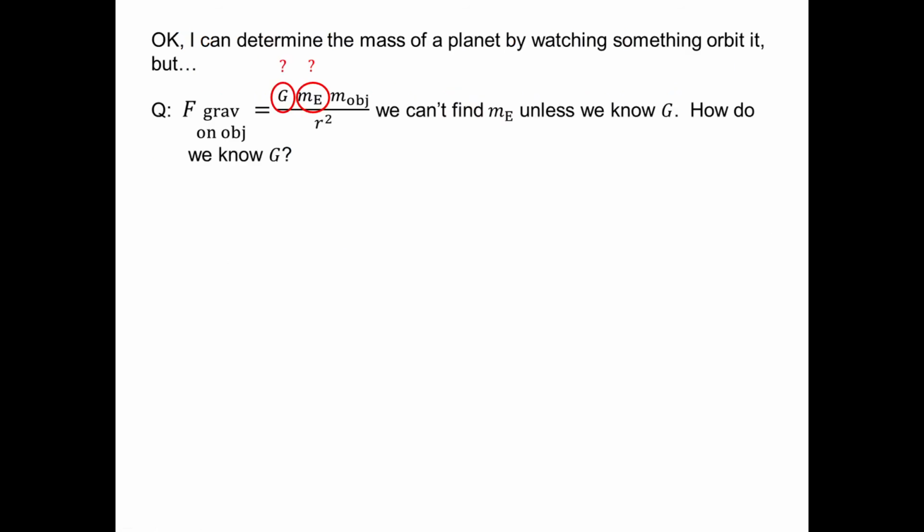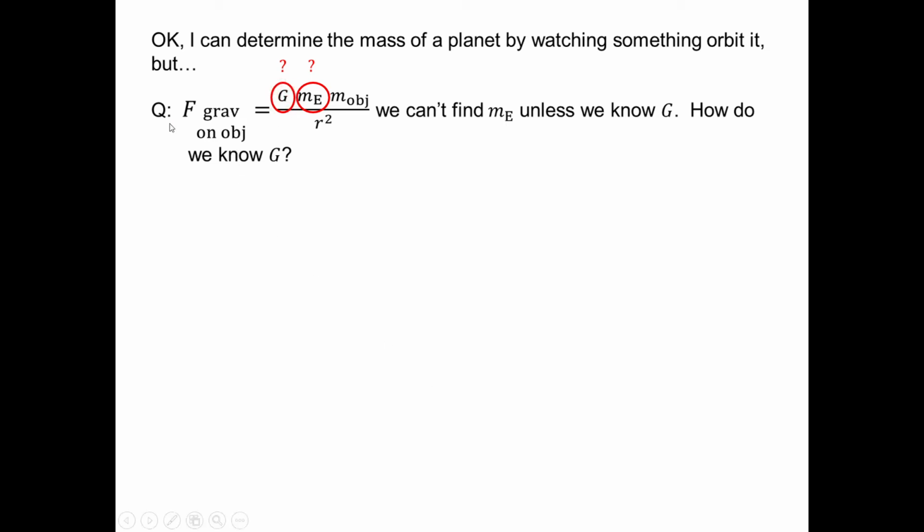All right, there's another problem. It's easy to make things look simple when you first start out, and then the more you think about them, the more confusing they get. Sure, I can determine the mass of a planet by watching something orbit it. We just saw how to do that. The question now is, well, how do we know what capital G is?